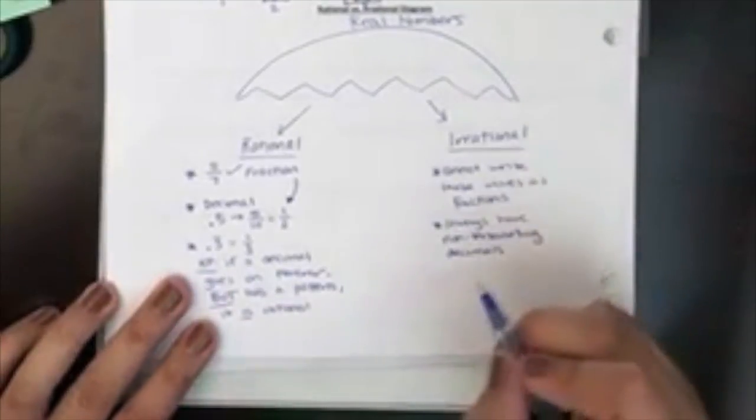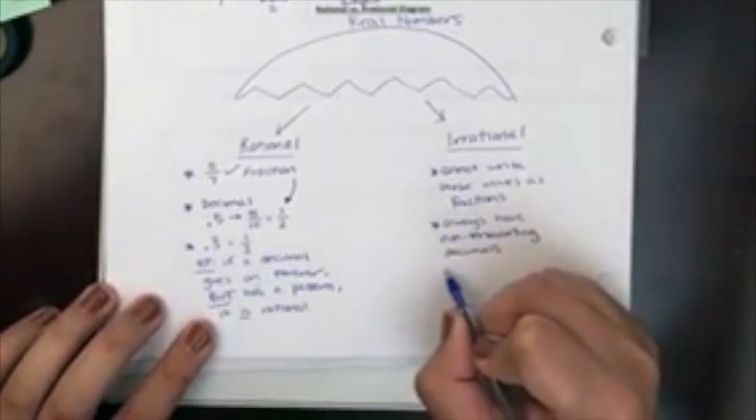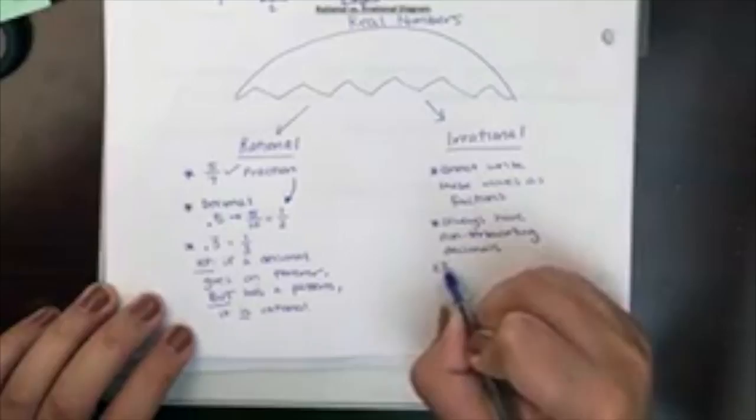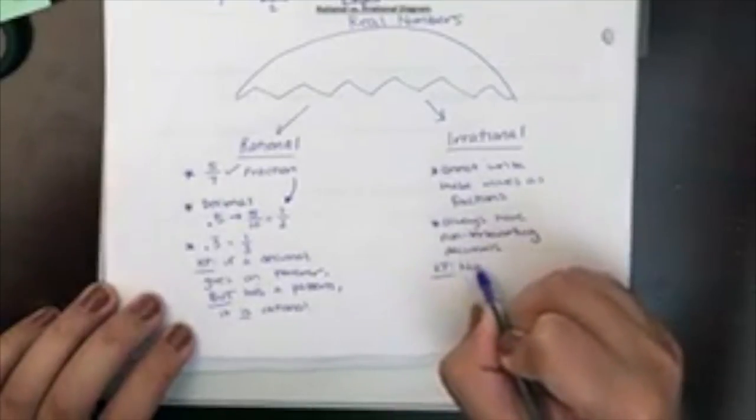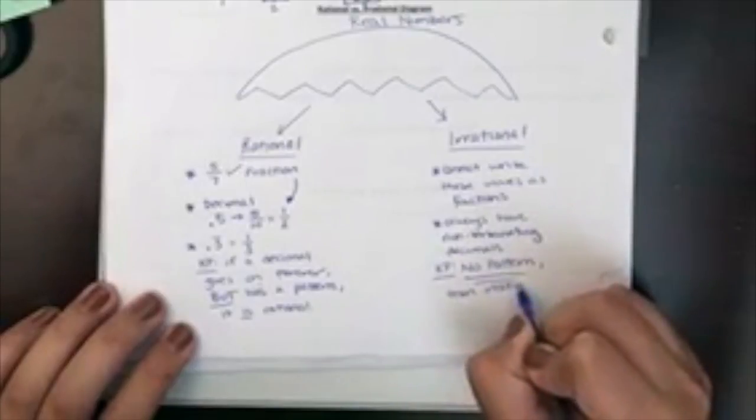But if you notice here, we said that these rational decimals can go on forever, but they have a pattern. So 0.3 goes on forever, but that 3 is repeating over and over and over again. The difference is, if you have a non-terminating decimal and there is no pattern, then it's irrational. We wouldn't be able to write it as a fraction.